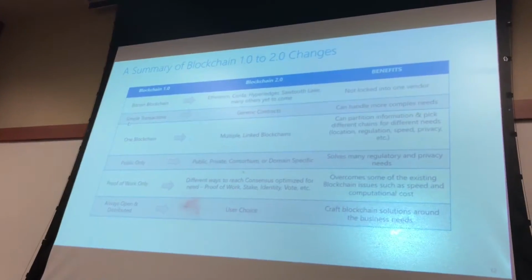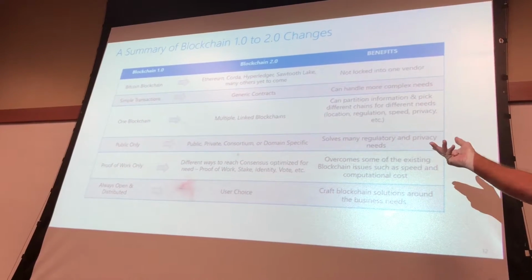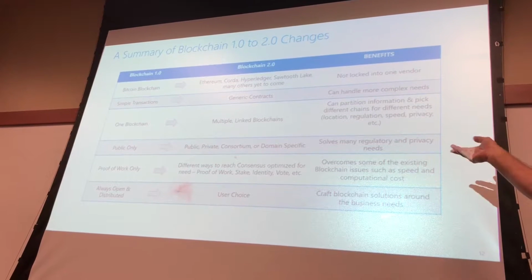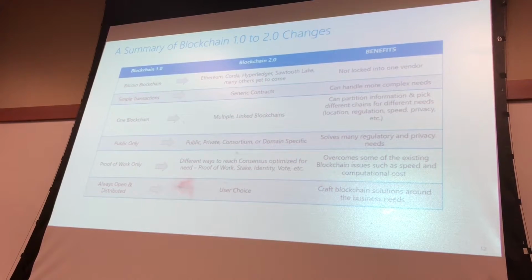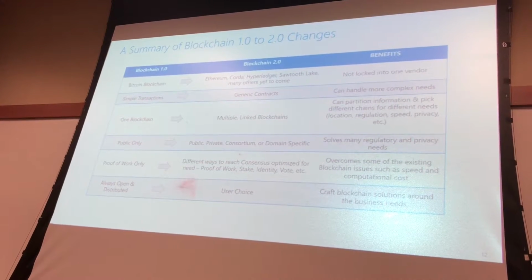So here's an example or a summary of basically Bitcoin and Ethereum. And there's a bunch of other ledgers. We'll talk about a bunch of them. Well, it's right there, I'm sorry. Right. Corda, Hyperledger, Sawtooth Lake.